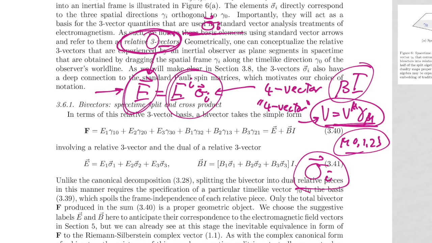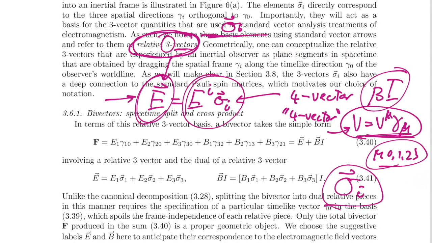Okay, so reading on. Geometrically, one can conceptualize the relative 3 vectors that are experienced by an inertial observer as plane segments in spacetime that are attained by dragging the spatial frame gamma_i along the timelike direction gamma_0 of the observer's world line. As we will make clear in section 3.8, the 3 vectors sigma_i also have a deep connection to the standard Pauli spin matrices, which motivates our choice of notation.